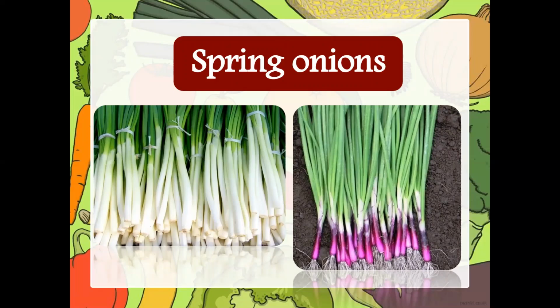Why are they called stem vegetables? Because as we see here in these two pictures, they are tall. This is the onion. This is the part that we can eat. Even the green part some people eat. But this is the main part.